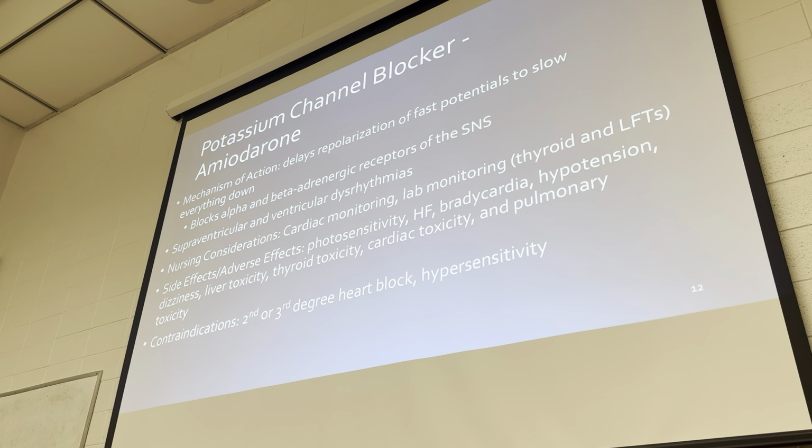Are you still doing the every 15-minute blood pressure check? Yes. Anything that you are infusing that affects the heart, you are going to be doing continuous cardiac monitoring and every 15-minute blood pressure checks.